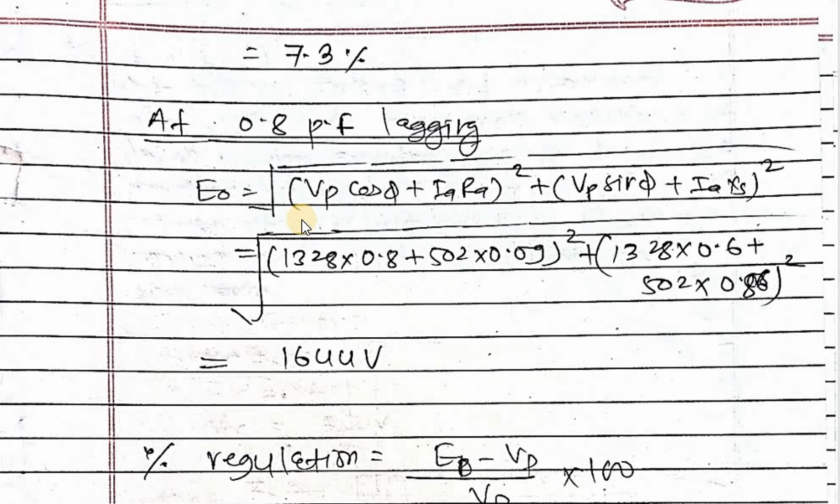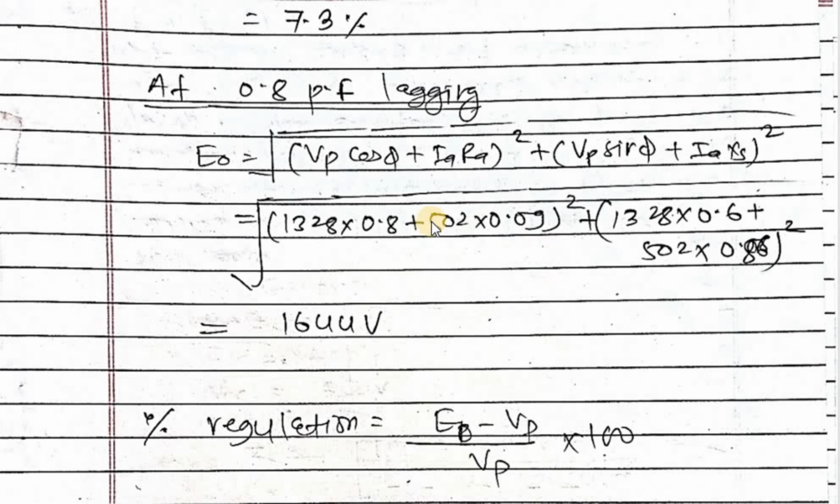At 0.8 power factor, E naught equals root under (Vp cos phi plus Ia Ra) whole square plus (Vp sin phi plus Ia XS) whole square. Then cos phi is already given, 0.8. We have cos phi, then we find the value of sin phi. Sin phi equals root of 1 minus cos square phi, and put all these values.